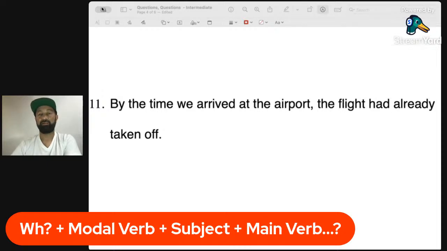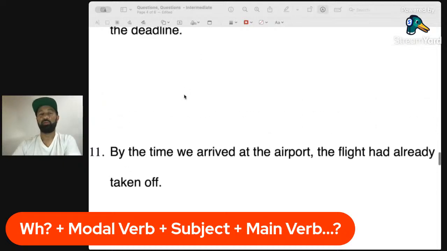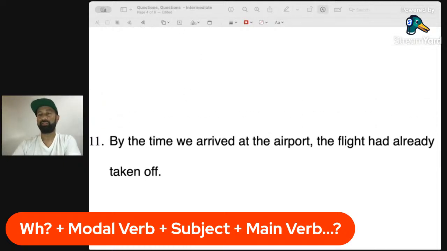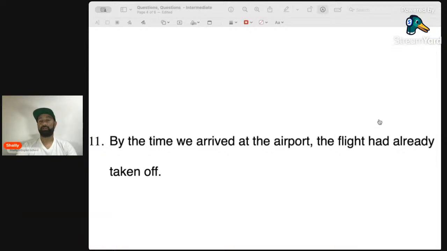Okay, so by the time we arrived at the airport, the flight had already taken off. What would we answer for this? For me, this is probably the most difficult one so far. Let's get the banner off the screen.